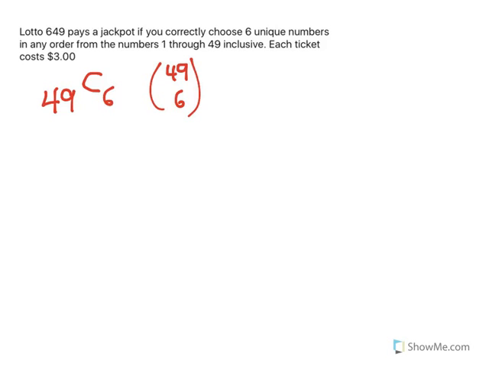The order piece is really important. So in other words, if let's say the numbers are 1, 3, 5, 8, 7, 6, it doesn't matter if you pick them in that order or if you pick them in a different order. Order does not matter. So what's the formula for this? It is 49 factorial over 49 minus 6 factorial times 6 factorial.